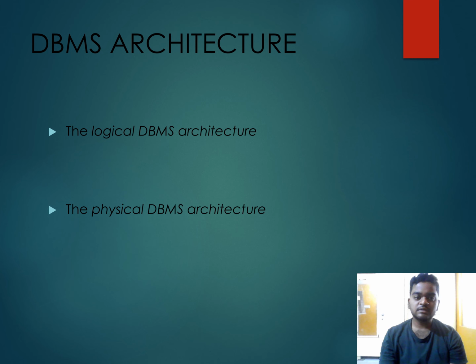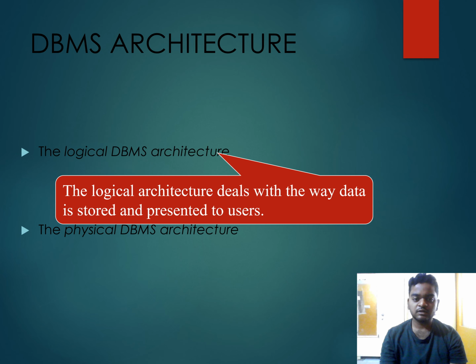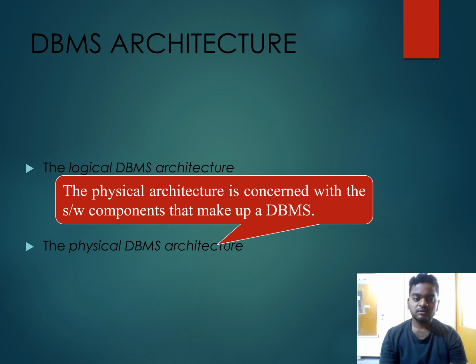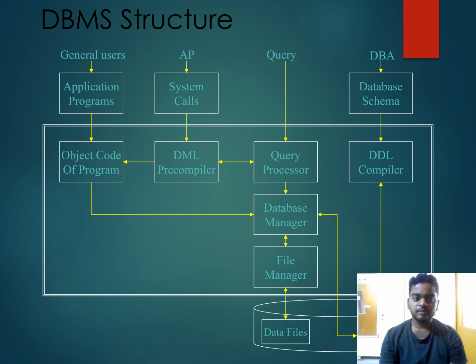DBMS architecture. There are two architectures: logical DBMS architecture and physical DBMS architecture. Coming to logical DBMS architecture, the logical architecture deals with the way data is stored and presented to users. Physical architecture is concerned with the software components that make up the DBMS.